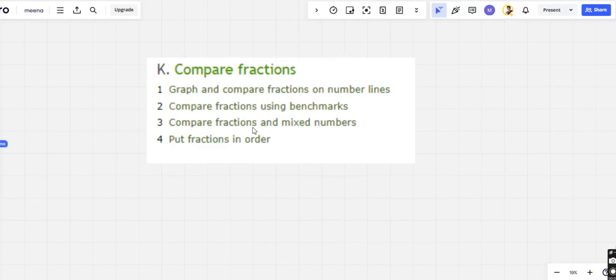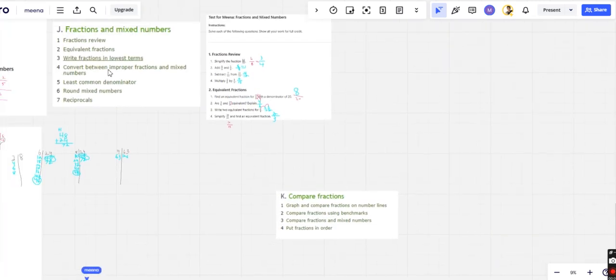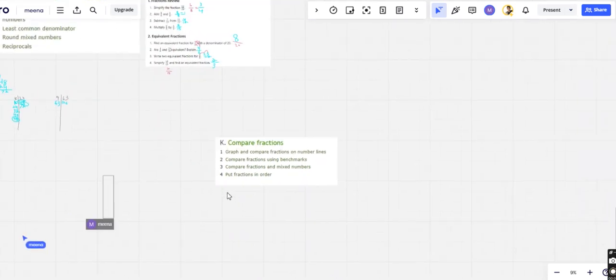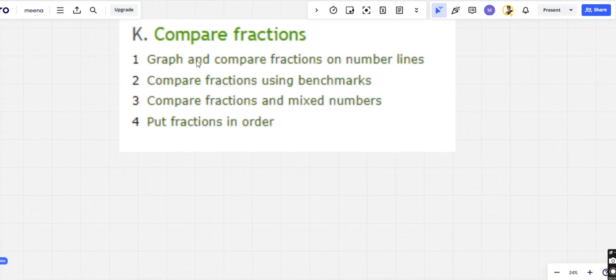So today we are going to practice comparing fractions, which is a new unit. Just tell me, in the previous class we completed fractions and mixed numbers. Do you have any questions about this? No, I don't. Good. So today we are going to practice comparing fractions.